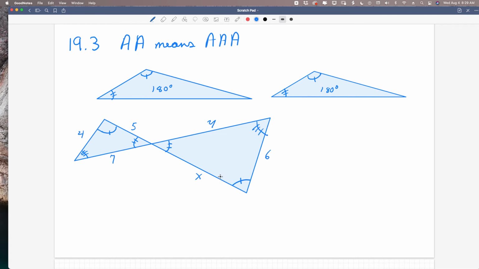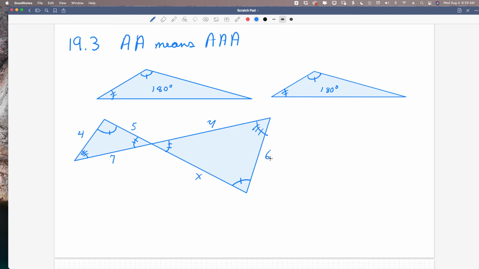So that means that this angle here and the angle that is congruent with it is the same side. So the 5 and the x go together. And then this angle and this angle are congruent. So the 7 and the y go together. And because they are opposite of each other, the 4 and the 6 go together, right?